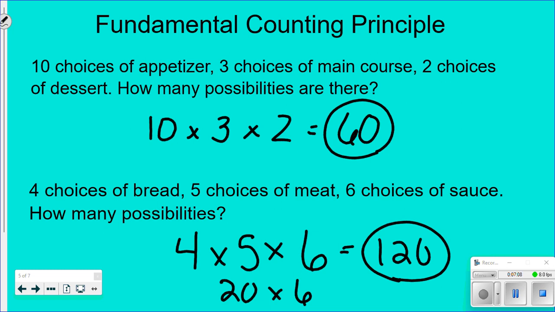So this is the only time you can use that, and that's when they ask for how many possibilities there are, and there's nothing else that they ask.